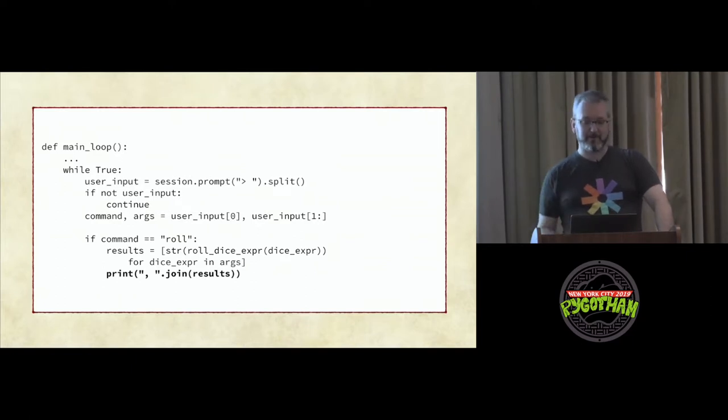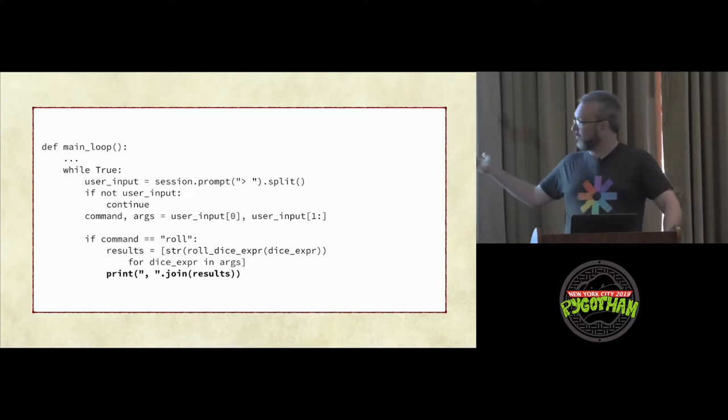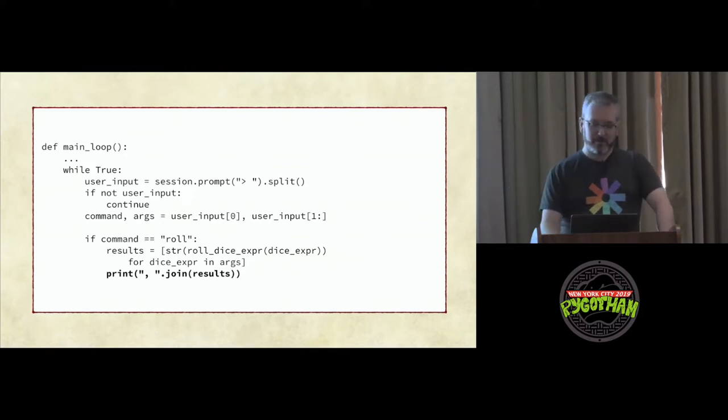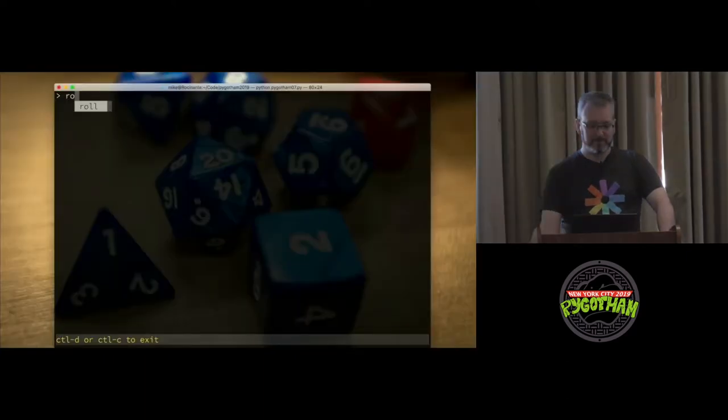So we'll use a list comprehension to iterate across all of the ones that we entered. And then we'll emit the results. Just join them up nicely with a comma there. And if we don't have a command that we know, let's complain about it so that we give some feedback to the user. All right, so let's see that in action.